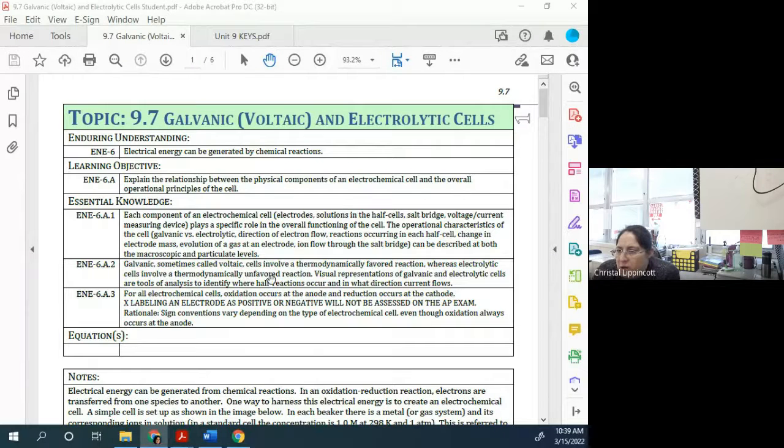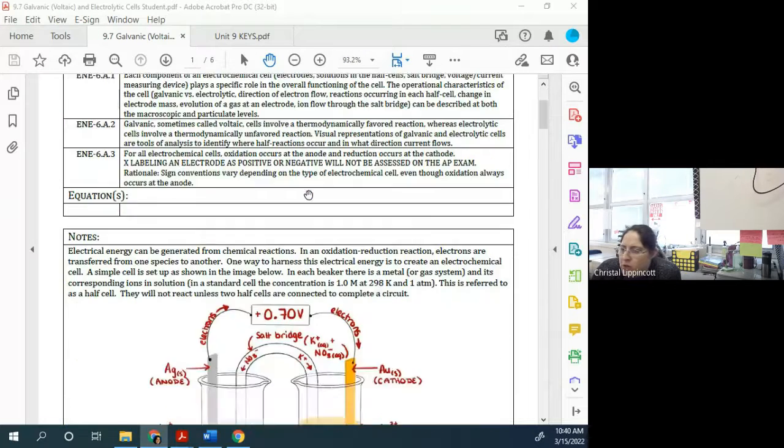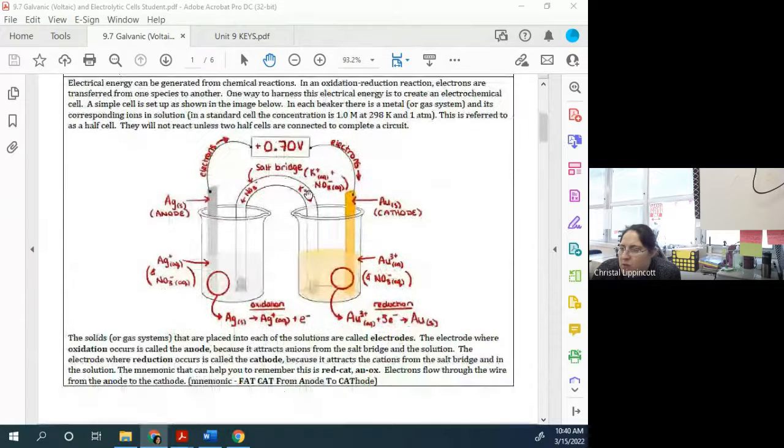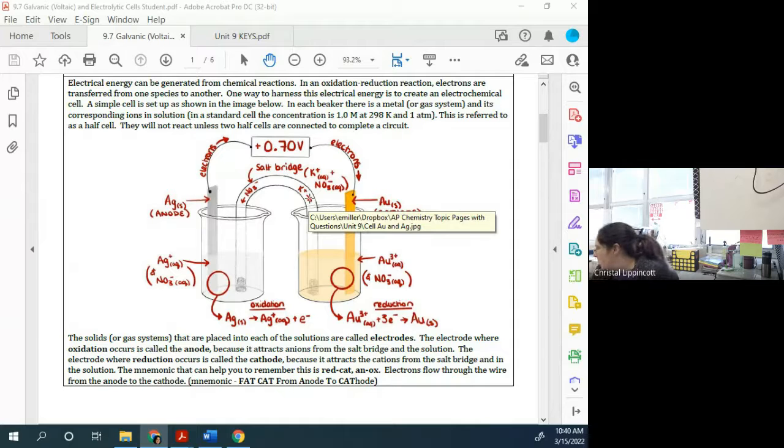So we're going to be talking about galvanic cells or voltaic cells here and electrolytic cells. These are batteries. They're just fancy words for batteries. So we're going to talk about how batteries work today. And we're going to end up bringing in concepts from those redox reactions that we did back in unit, I can't remember, 3 or 4, I think it's 4.